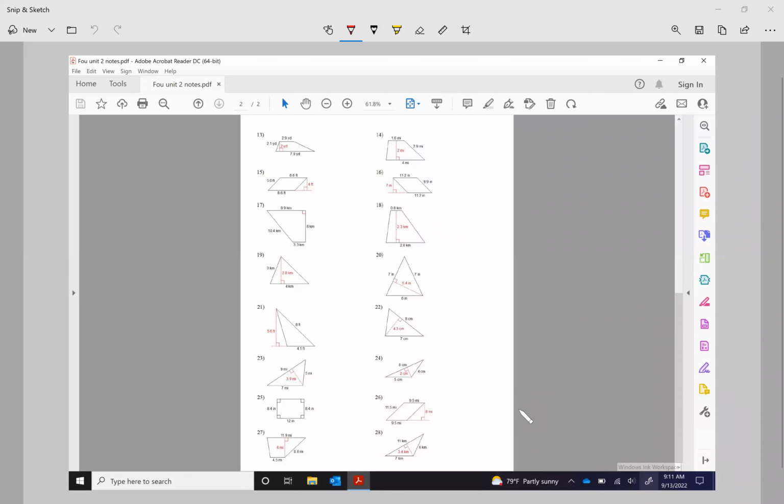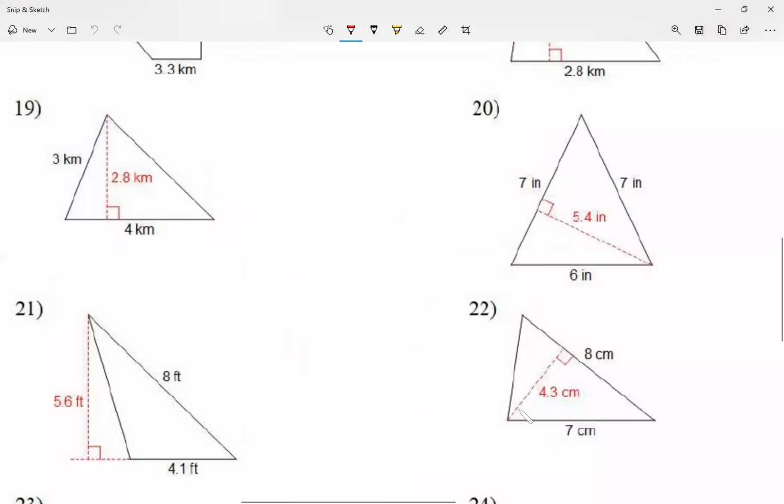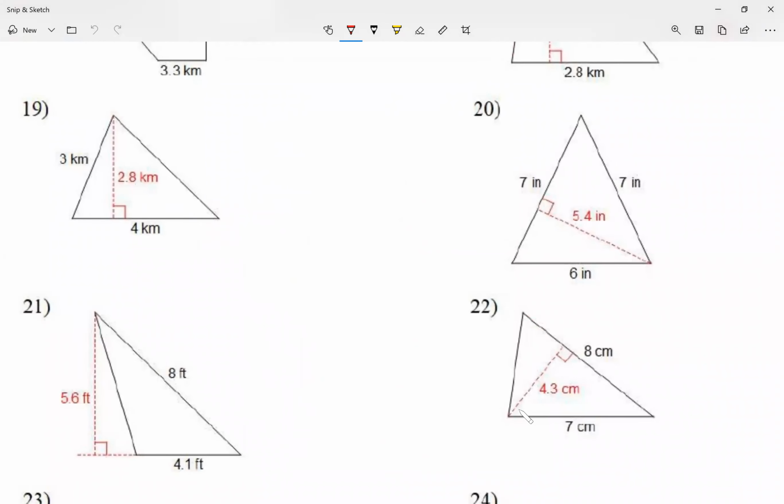Okay, so this week we're going to continue with area, but now we're going to be looking at triangles. So for today, I'm going to be working questions 19 through 20 from our notes. We're going to be looking at triangles, but let me remind you guys, let me review a rectangle.